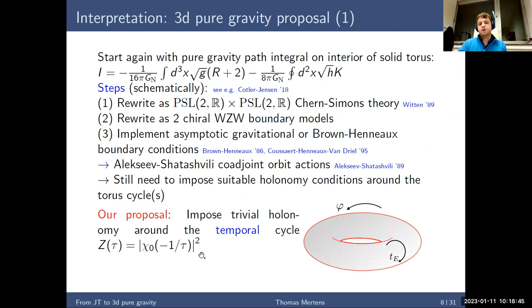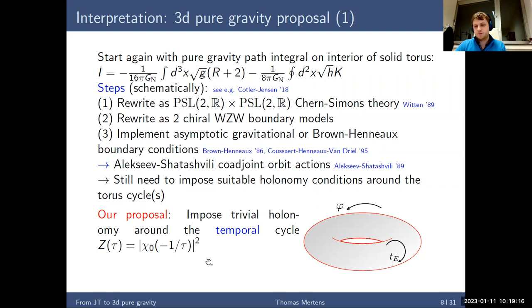So the actual geometry that we are studying is this solid torus, where we have Euclidean time that I call t_E and an angular coordinate that I call phi. But the phi coordinate is a non-contractible cycle here, and the t_E coordinate would be the contractible one. So in the t_E direction, there's nothing in the interior, so there's a trivial holonomy there, and we get this partition function again. So we can just get this immediately from pure gravity on its own.